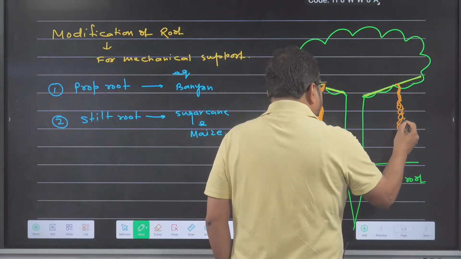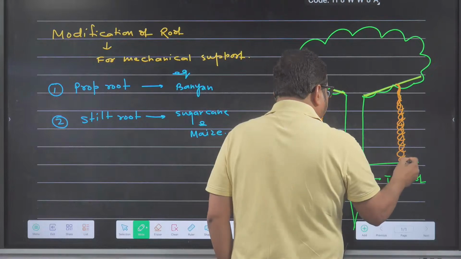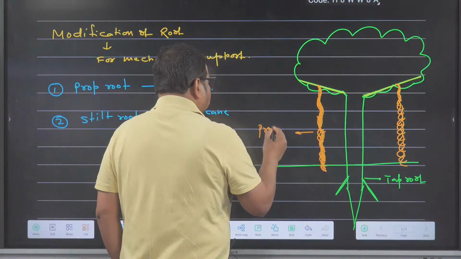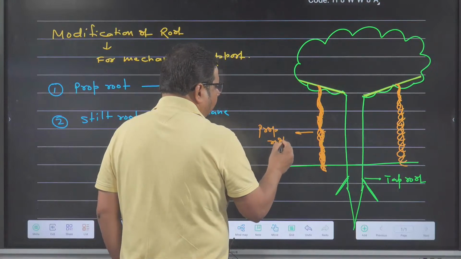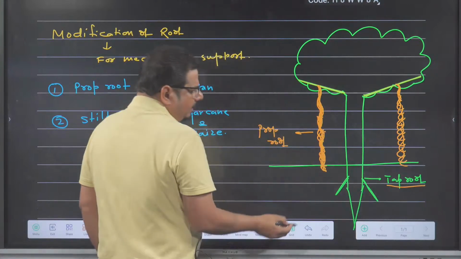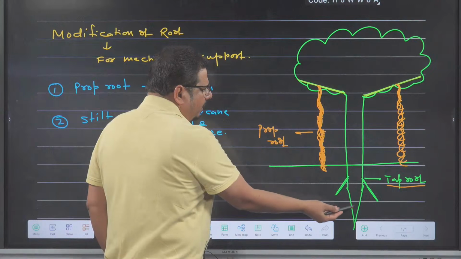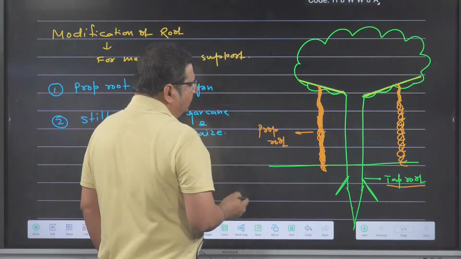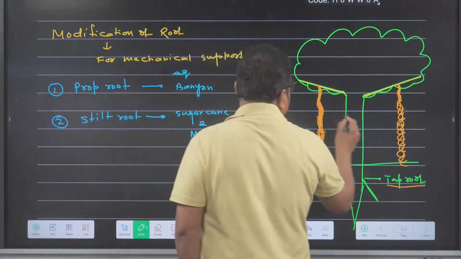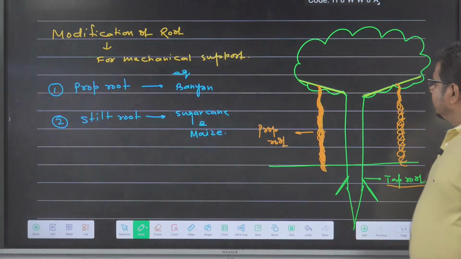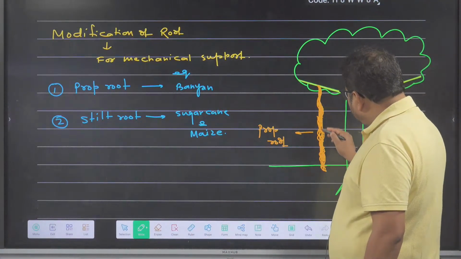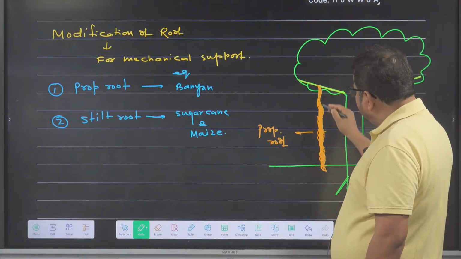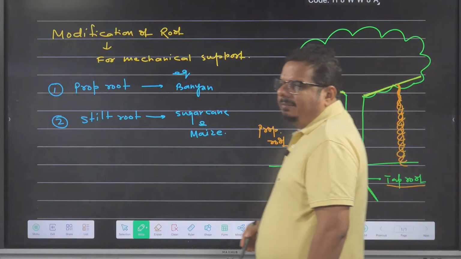So this pillar-like root is called prop root or pillar root. This is prop root. And this is which one? Tap root. The main root is which one? Tap root, because it is dicot, and here it is the prop root. It is an adventitious root. And these prop roots provide mechanical support in the banyan tree. So you can say this root is prop root or pillar root or adventitious root or aerial root. You can give many names to it.